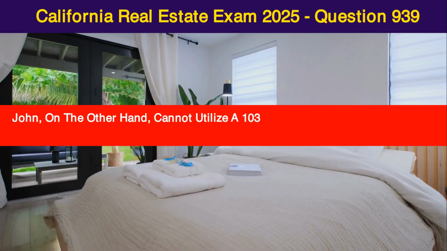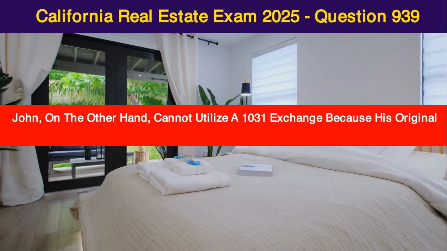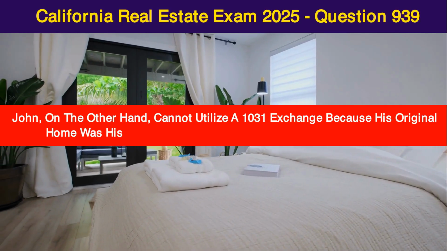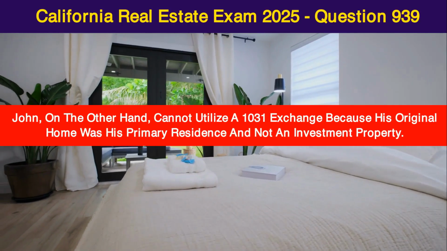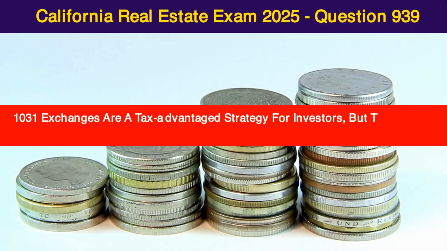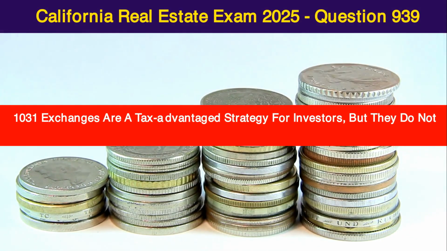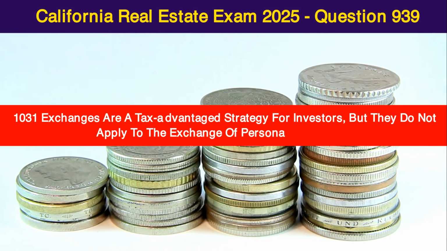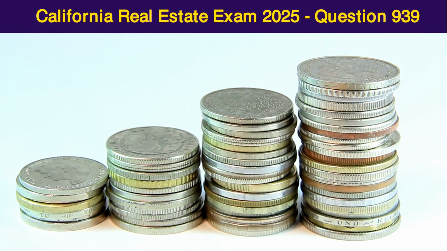John, on the other hand, cannot utilize a 1031 exchange because his original home was his primary residence and not an investment property. 1031 exchanges are a tax-advantaged strategy for investors, but they do not apply to the exchange of personal residences.